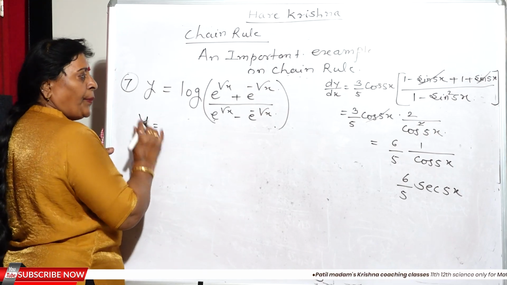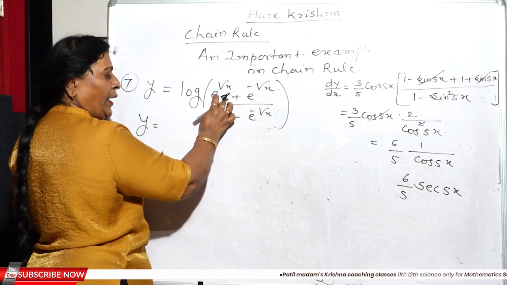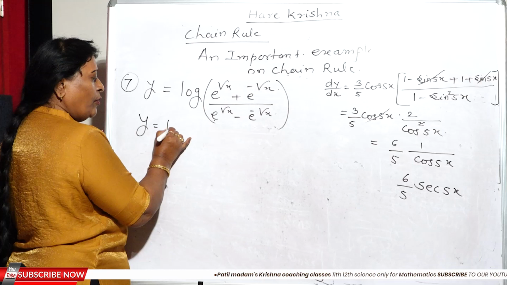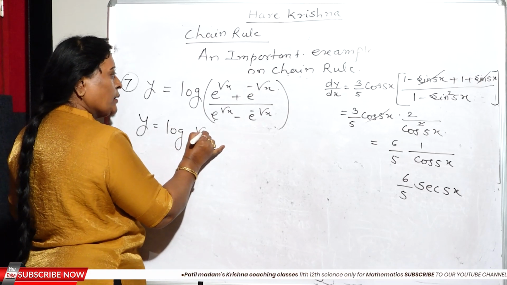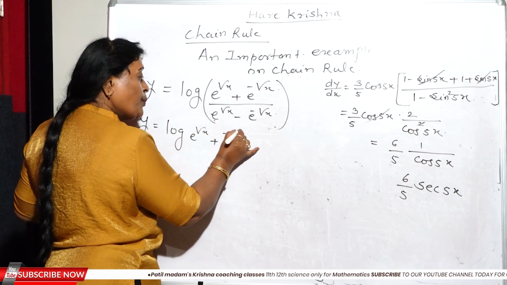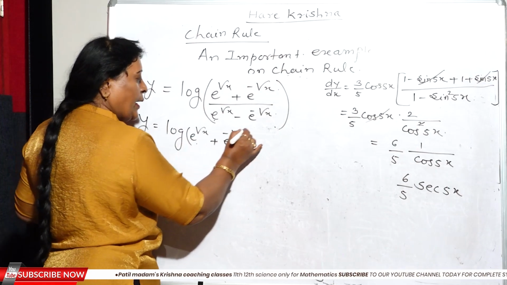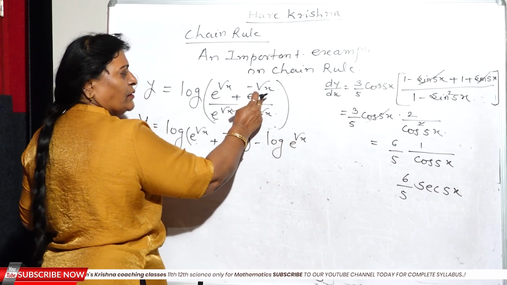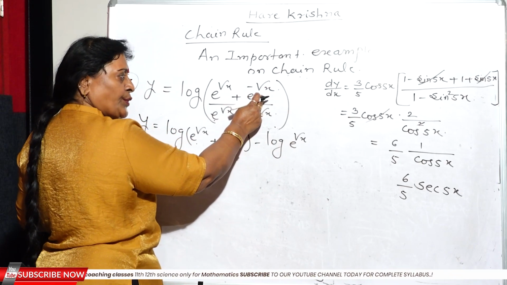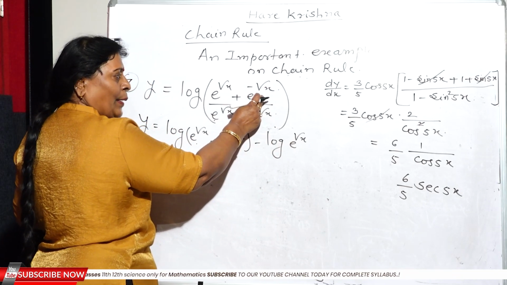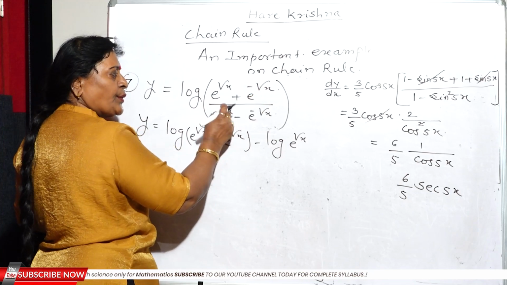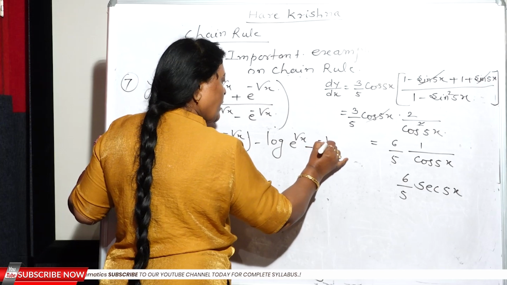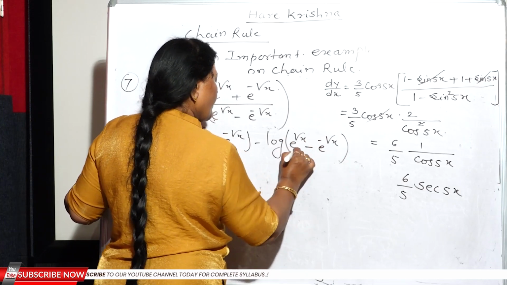Again apply the laws of logarithm. Log of a divided by b means log of a minus log of b, right? Log of e raised to root x plus e raised to minus root x, again minus log of e raised to root x minus e raised to minus root x. You can convert the negative index into positive one also, isn't it? That also makes it easier. If you convert the negative index into positive, it is easier for us.